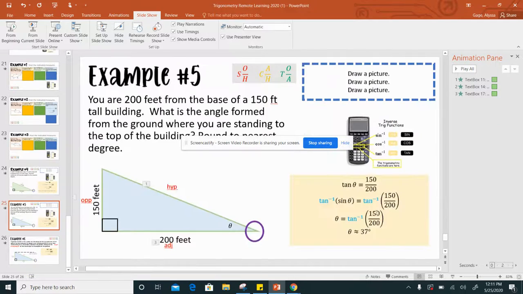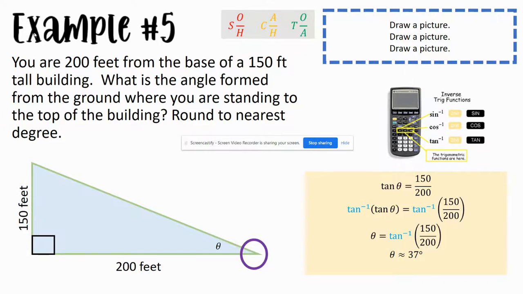If you're trying to find the angle, then that means that you're going to have to use inverse trig. So I'm going to take the inverse tangent of both sides. On the left, those operations are going to cancel each other out, and you're just left with theta. And on the right, you'll go to your calculator, and enter in inverse tangent of 150 divided by 200, and then it is about 37 degrees. So this angle measures about 37 degrees.